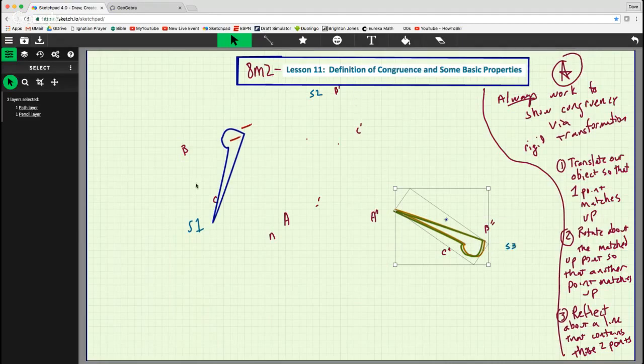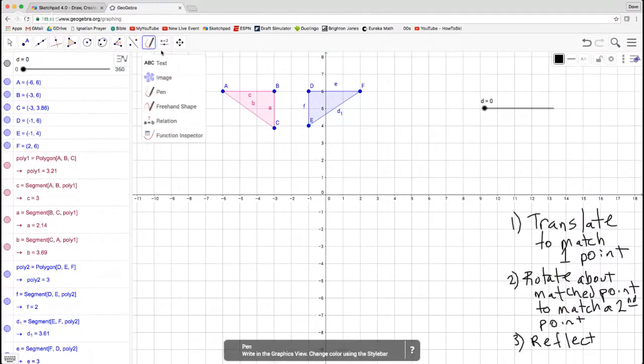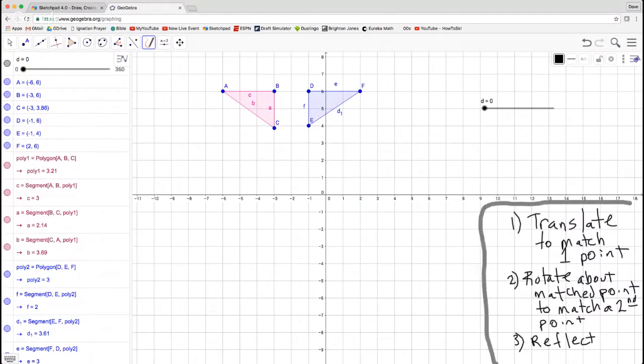Let's go to Geogebra. It's kind of hard to do it on this scratch pad here, but let's cut over to Geogebra and try this same tactic. Now notice down here, I've written our steps that we need to try: translate to match one point, rotate around the match point, and reflect.